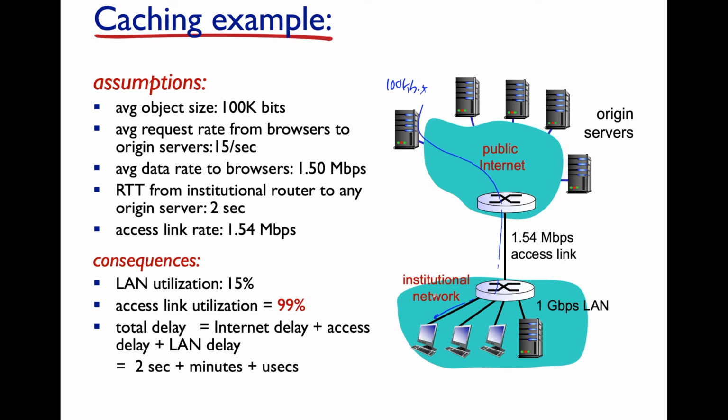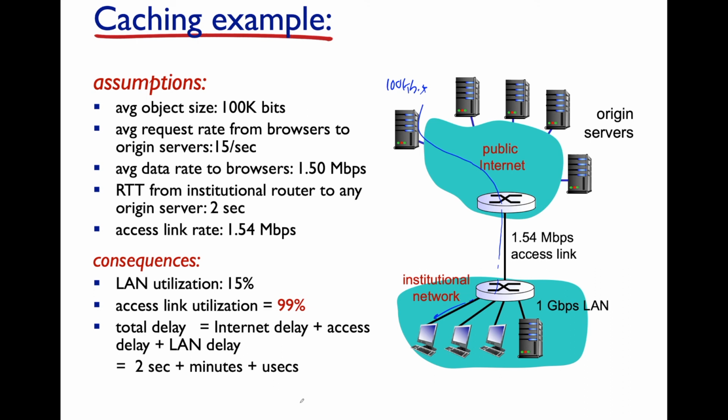And so let's assume that we have objects of size 100 kilobits, and the average request rate from these browsers to the origin servers, and therefore the average rate at which content is going to get delivered, is 15 requests per second. So we have 15 requests per second. Each object is 100 kilobits. We multiply 15 by 100 kilobits, we get 1.50 megabit per second.